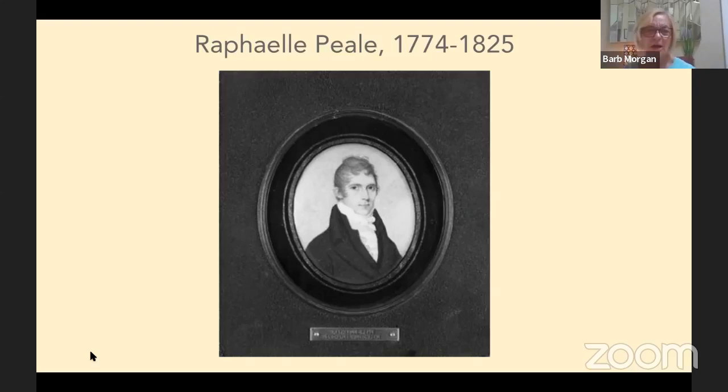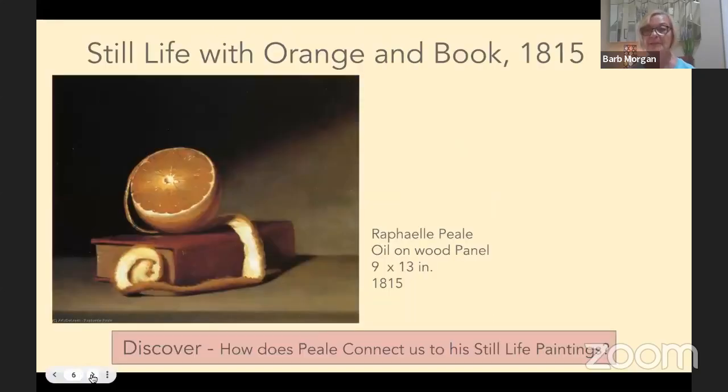And that went along with what was occurring in this new America after the Revolutionary War, that all the classes of people changed. It wasn't just an upper and a lower class, but the middle class was beginning to emerge. And then they could enjoy that art. Now, the first work of art that we're going to look at of his, Blythe, is, you can see the title here, A Still Life with Orange and Book. And he did this in 1815.